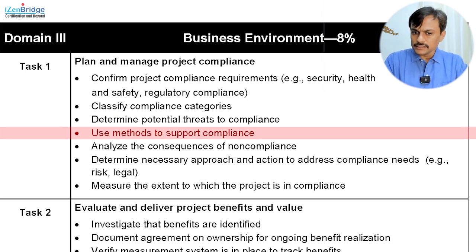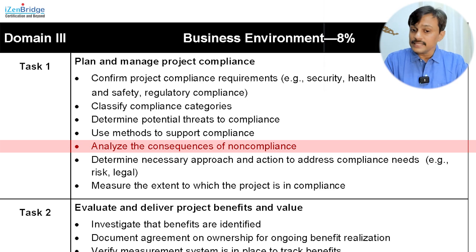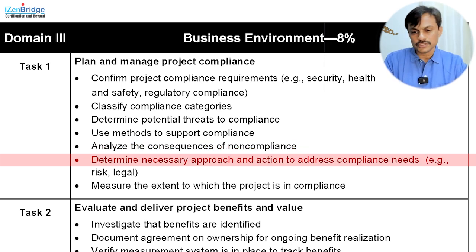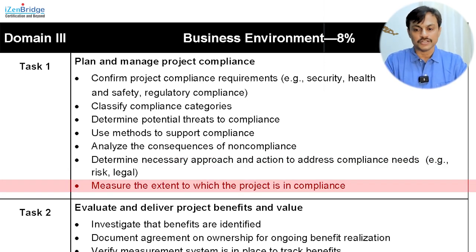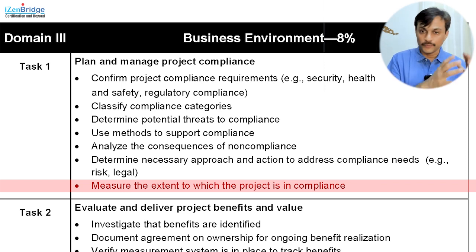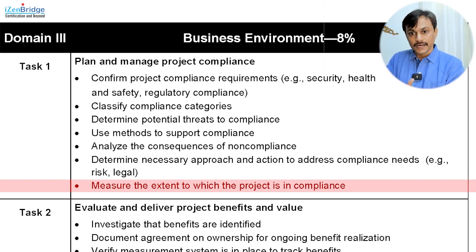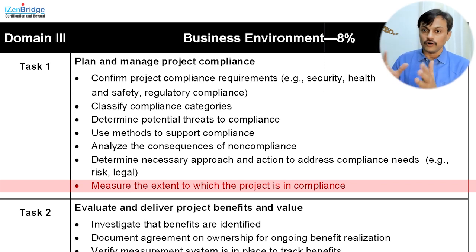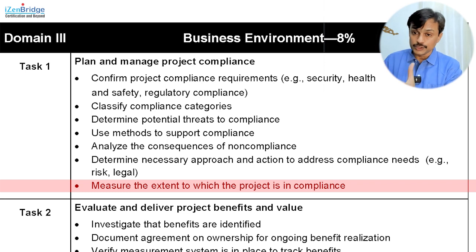We need to use methods to support our compliance process or requirement work. Analyze the consequences of the non-compliances. We spoke about that. Determine the necessary approach to address these risks and ensure that we measure the extent to which the project is compliant. You do audits for process related compliance. You do compliance verification, the internal verification of the deliverable complying to a requirement. And you also engage external parties, sometimes third party testing, for validating your deliverable against the compliance requirement.